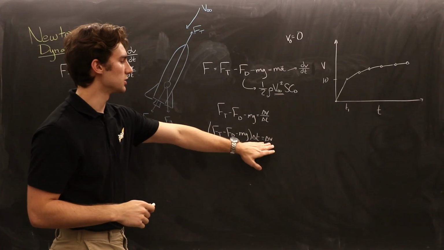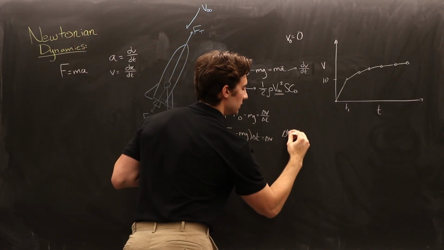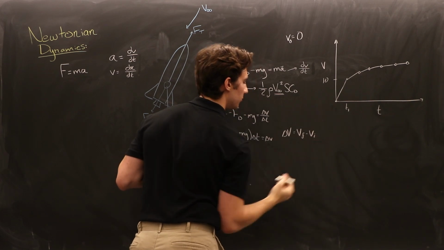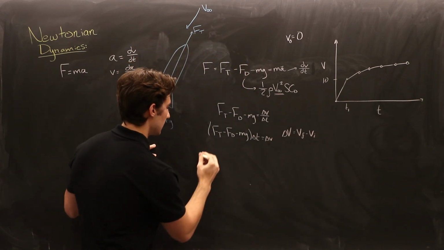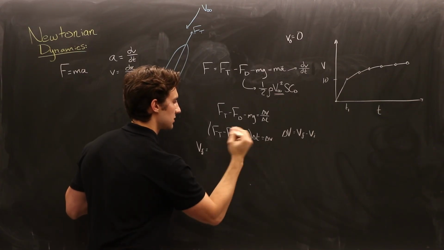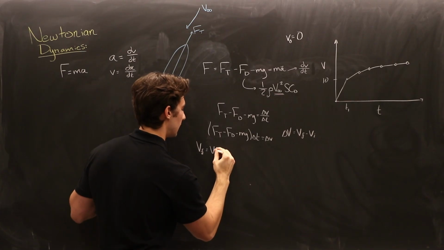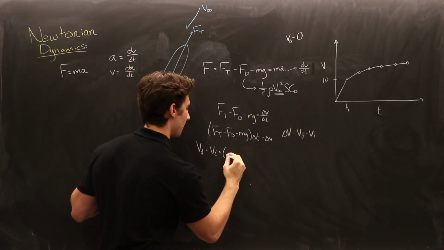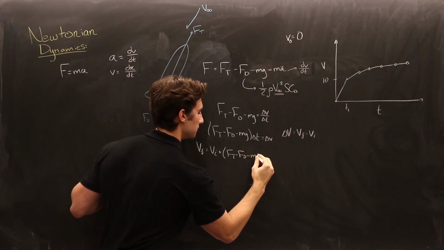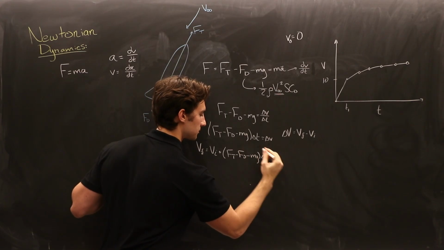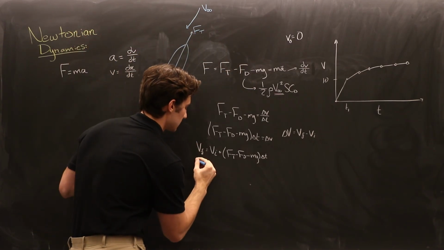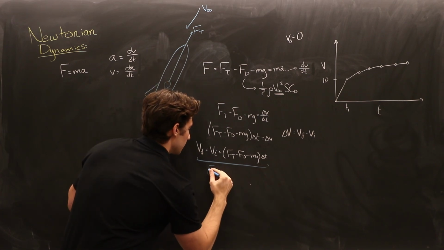I'm going to do one final rearrangement here. Knowing that delta v is v final minus v initial, we can say that our v final is this part of the equation plus vi. So we'll have vi plus everything that we wrote here: F of t minus F of d minus mg, of course, times delta t. This is a really important thing that we've just done, and we call this Euler's method of integration.